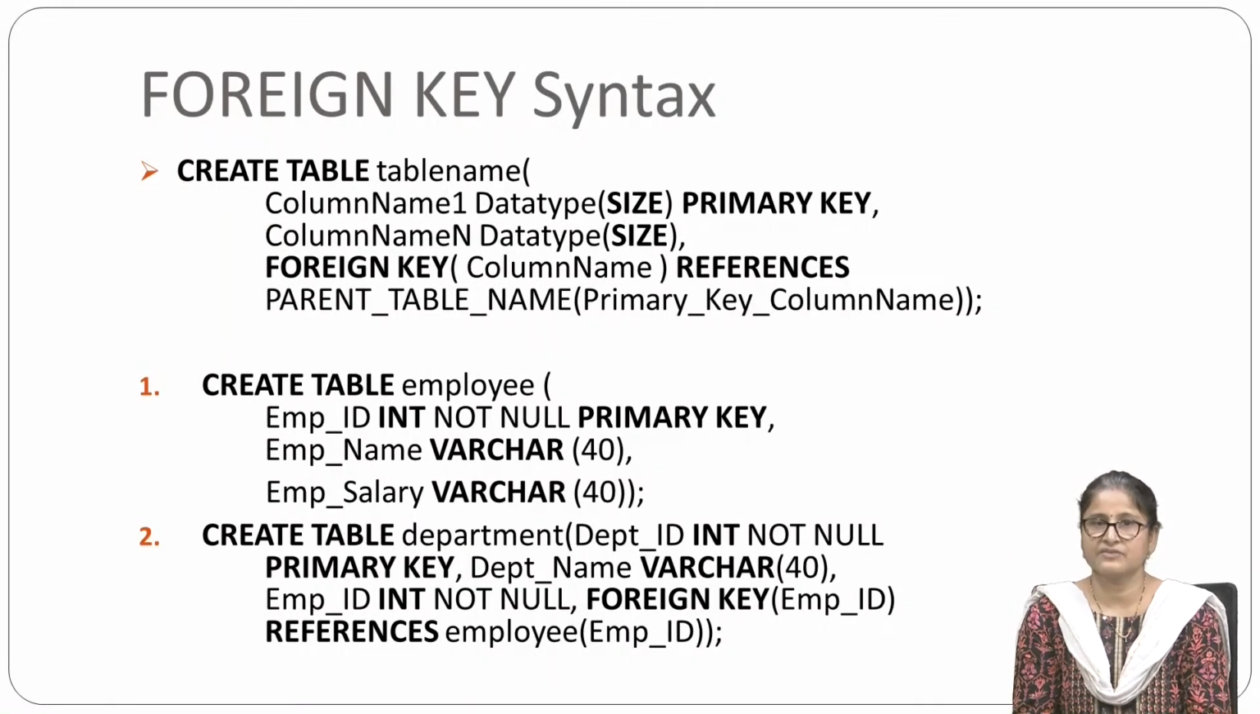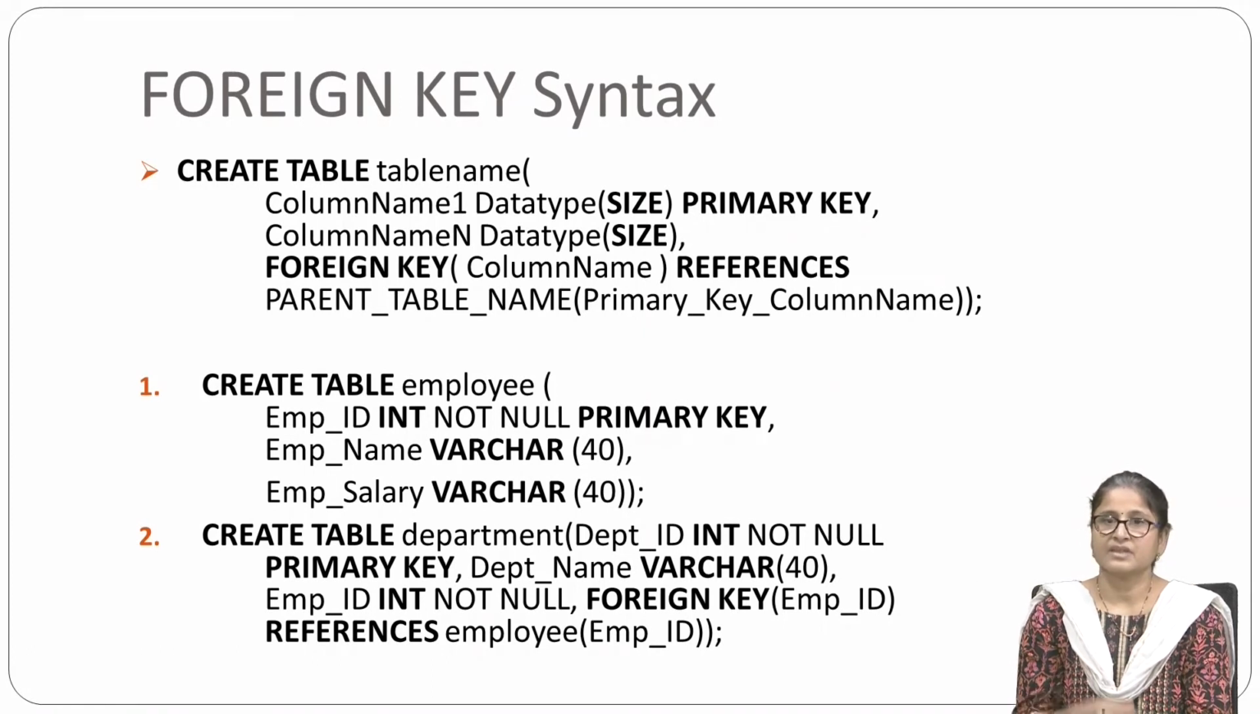Let us specify the foreign key while creating the table. Create table, table name, column name and the primary key, then another column, and at the end of creating the table, the foreign key is specified. The foreign key is the column name and it should refer to the parent table name, and the primary key should match that foreign key. You will understand this syntax clearly by this example.